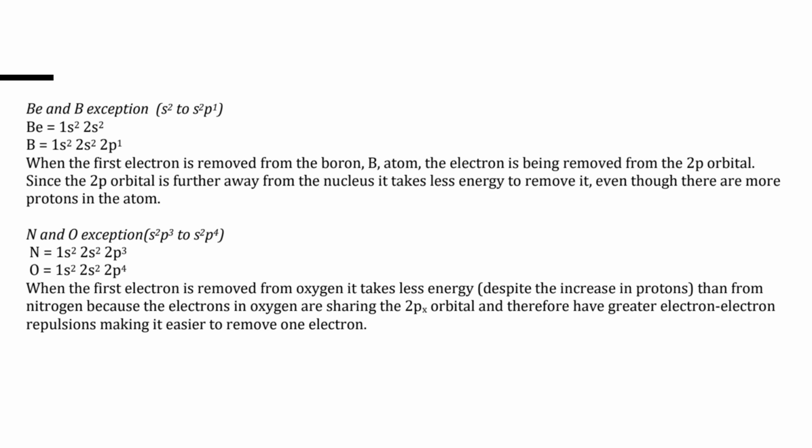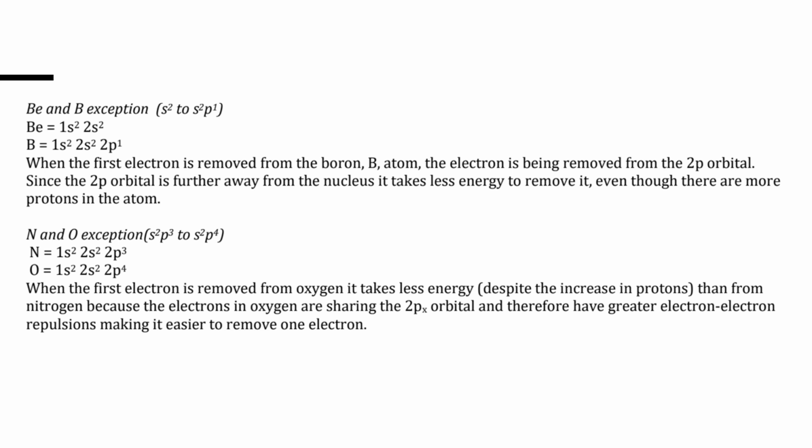So why is that the case? We kind of alluded to this a little bit sophomore year because some people noticed that in the graph. So when you go from Be, beryllium, to boron, when the first electron is removed from boron, the electron is being removed from the 2p orbital. Since this orbital is further away from the nucleus, it takes less energy to remove it, even though there are more protons in the atom.